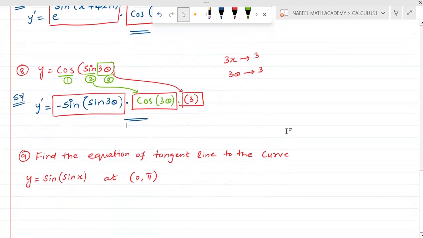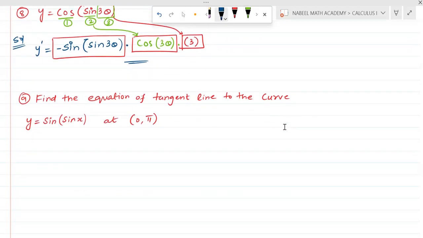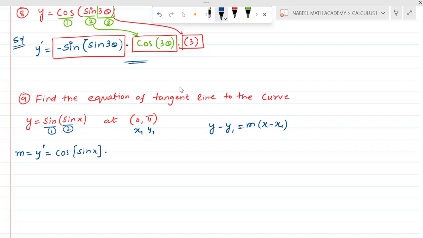Now the next one is the equation of a tangent line to the given curve. So this is x1, y1. We have the formula y minus y1 equals m times x minus x1. But I have to find m. How will you find m? m is nothing but y prime. But how will you calculate y prime? This is the chain rule. You have to apply 1 and 2. The sine differentiation is cosine of sine x. This is the first done. What about the next part? The next part is sine differentiation, which is cosine x.